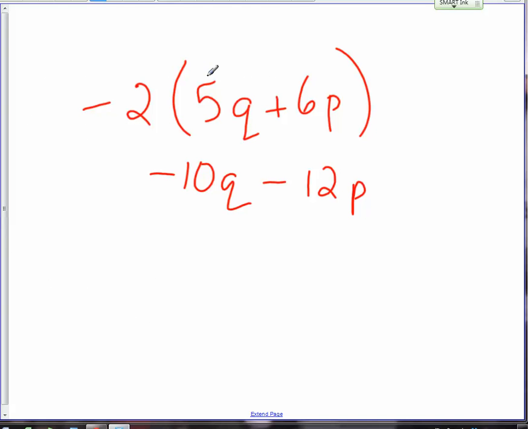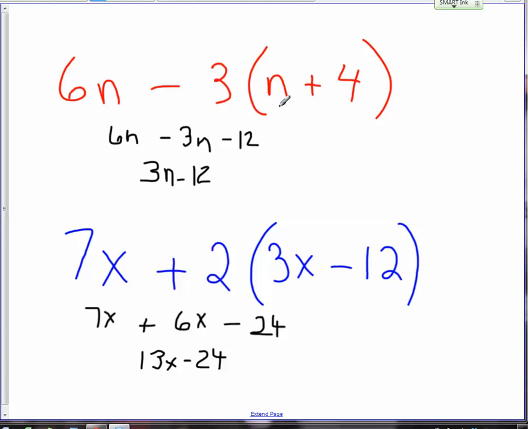And distribute -2, -10q, distribute -2, minus 12p. And again, you practiced some on slate. So first distribute this -3, -3n minus 12. 6n minus 3n is 3n minus 12. Distribute your 2, 6x minus 24. Combine your like terms, 13x minus 24.